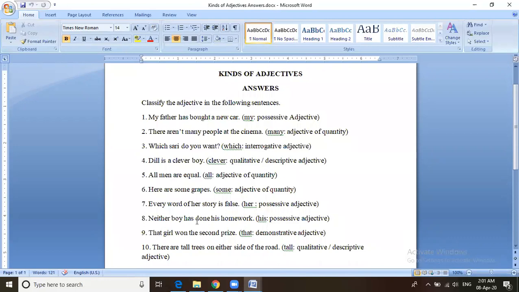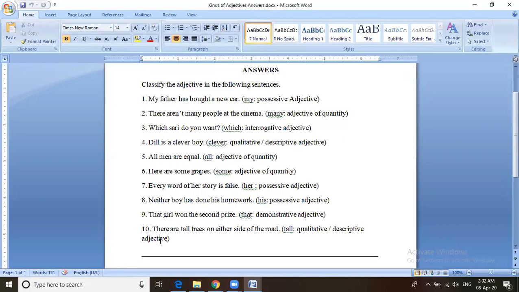Then, neither boy has done his homework. So his is a possessive adjective describing the noun homework. That girl won the second prize. So that is a demonstrative adjective. There are tall trees on either side of the road. Tall is a qualitative or a descriptive adjective talking about trees. Now, maybe you will be able to find some other adjectives also. So good if you can find out more adjectives, and then you can note them down also. We'll discuss them when we meet.